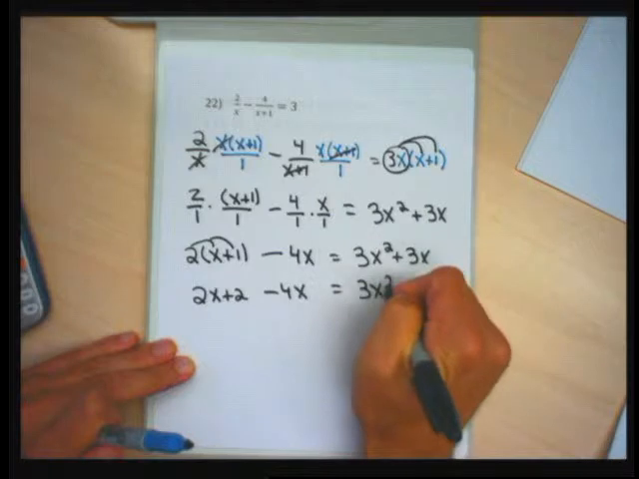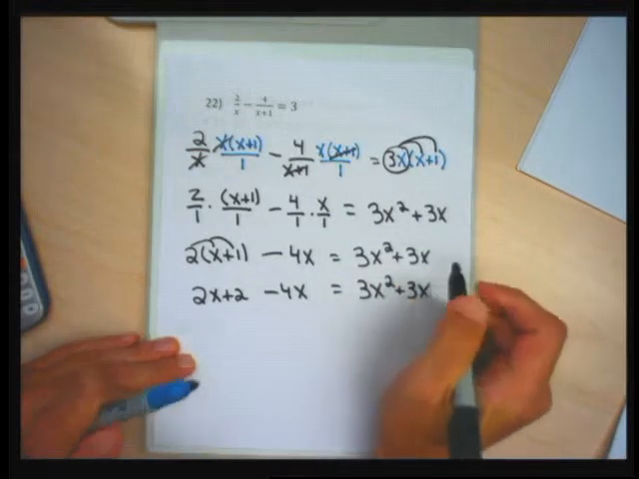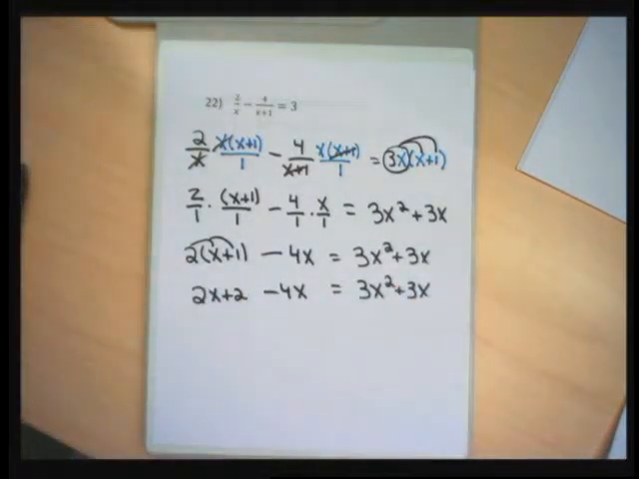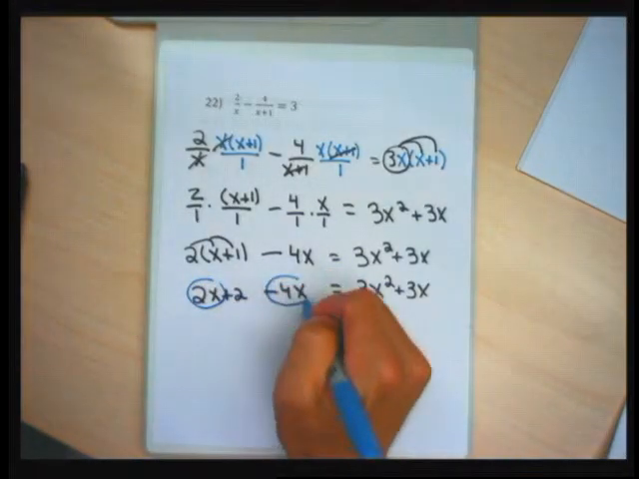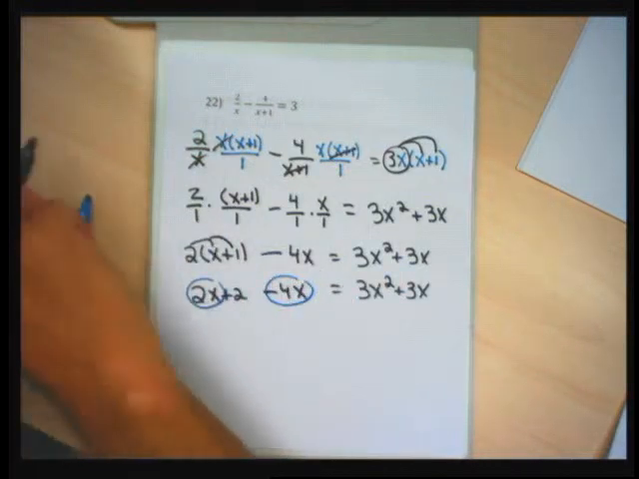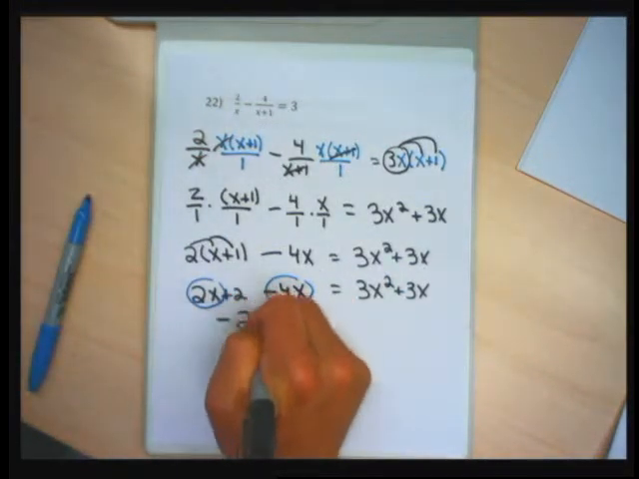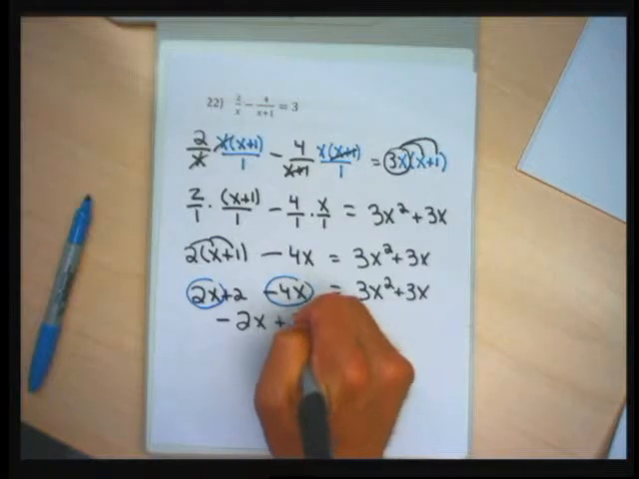So my fractions are gone. That's a good thing. The bad thing is I have a 3 in front of the x squared, which makes me feel like I'm going to have bottoms up factoring. On the left-hand side, I'm going to simplify by making the 2 minus 4x into a minus 2x. So the left-hand side, I can make minus 2x plus 2.